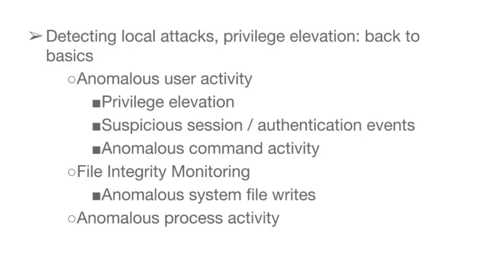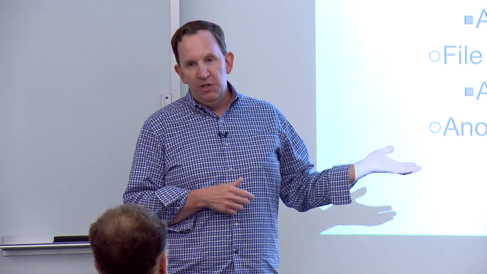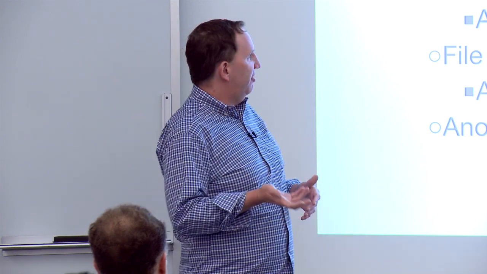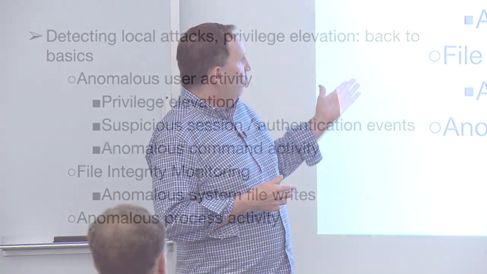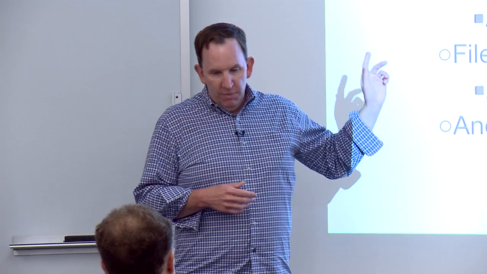For things like this, the fundamentals to look for are privilege elevation, a user elevating from user to root, especially when there's no explanation for it. Suspicious authentication events: if somebody does elevate privileges, then they're probably going to switch to authenticated access in order to maintain access. You'll see a weird login from someplace. Weird command activity, anomalous file system writes, and anomalous process activity. We'll come back to this.